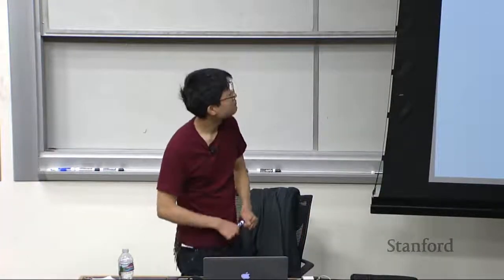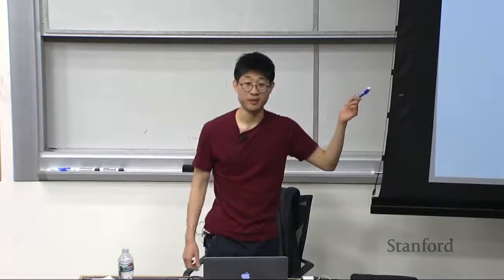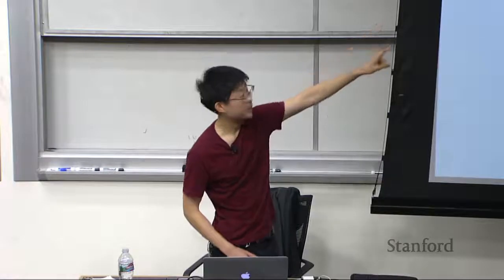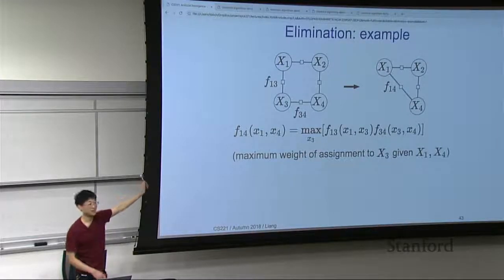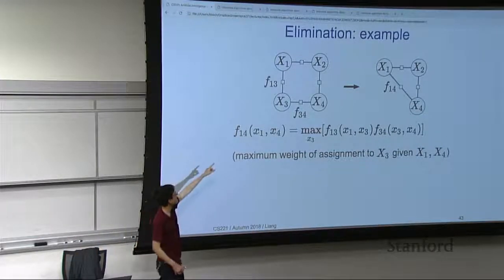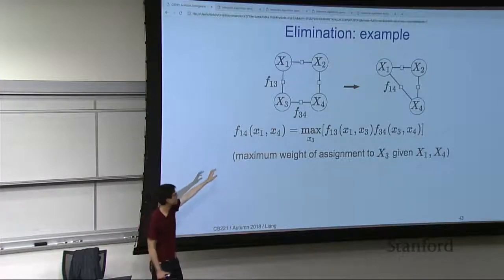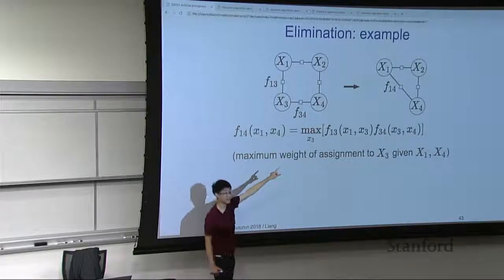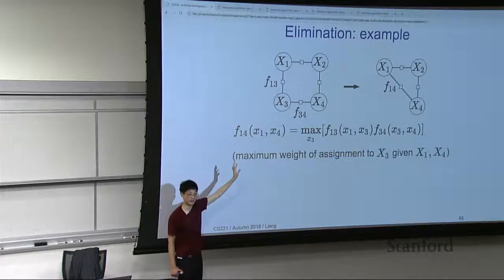Okay, so here's an elimination that involves more than two variables. We've got four variables, and we're going to eliminate x3. So let's look at pictorially what happened here first. Pictorially, x3 had two factors connected to it, f13 and f34, right? After we eliminated x3, we've got a single factor, f14, that has replaced the two factors coming out of x3.